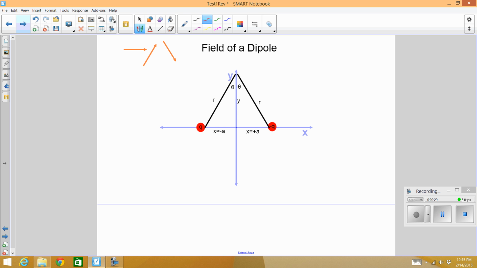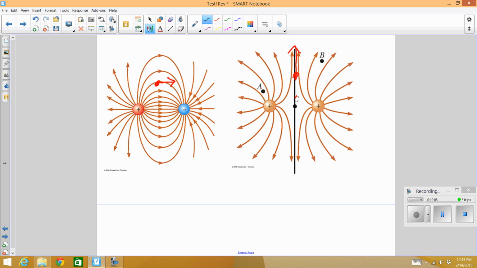So let's do a calculation. We have two opposite charges, and we're going to try to calculate the electric field right in the middle at this point right over here. So first of all, the positive charge creates an electric field that's away from it. The negative charge creates an electric field that's toward it. And so the net electric field is going to be the sum of those two, and we can see just by looking at it that the net electric field will in fact be to the right, as we saw in the previous slide.